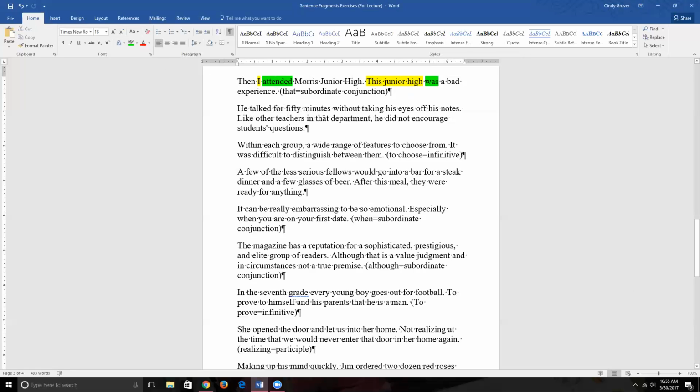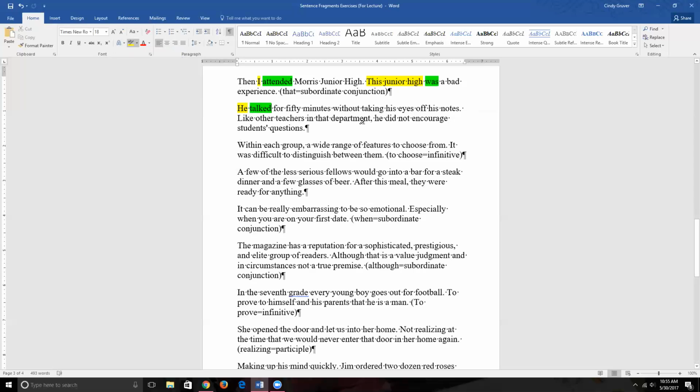He talked for 50 minutes without taking his eyes off his notes. Let's see if it has all the elements we need. He is the subject, and talked is the verb. He talked for 50 minutes without taking his eyes off of his notes. Sounds like it's a complete sentence. It expresses a complete idea, so I'm going to say the first sentence is a real sentence. Now let's look at our next sentence.